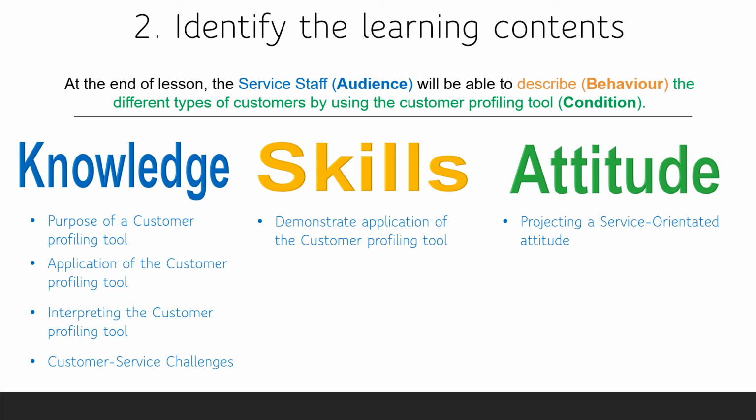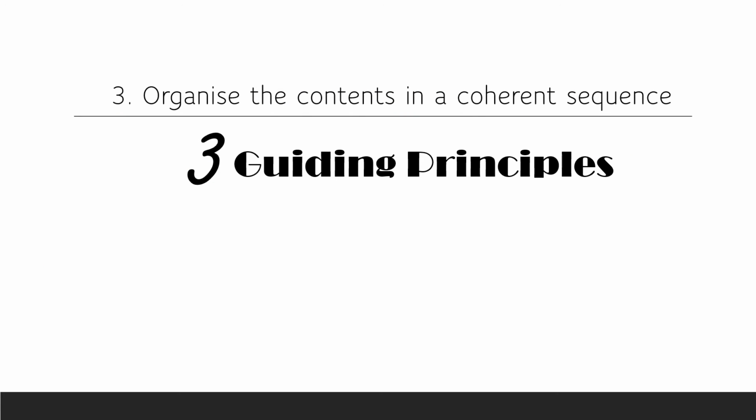And once we have established this, we will then organize these contents in a coherent flow. There are 3 guiding principles to organize contents in a coherent sequence. First, organize contents in a logical order or sequence. Example, if you're covering contents that are related to the history of customer service, then we can arrange it in a chronological order, or if the contents are related to a cause and effect situation, then presenting the challenges can come first before introducing contents that relate to the solutions.